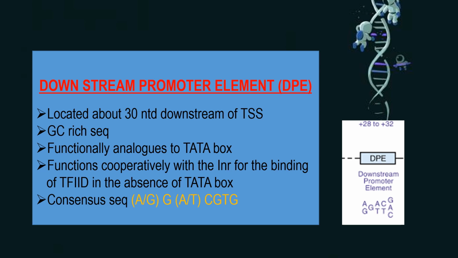These elements include the downstream promoter element, motif 10 element, and downstream core element. Then we are discussing the downstream promoter element. It is located about 13 nucleotides downstream of the transcription start site. It is a GC-rich sequence and it is functionally analogous to the TATA box. It is found in TATA-less promoters and it functions cooperatively with the initiator for the binding of transcription factor 2D in the absence of the TATA box.